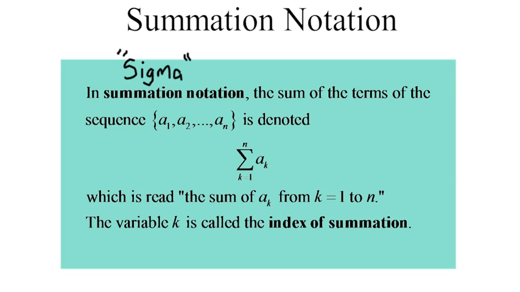Okay, the k equals 1 part, that's called our lower limit. N is the upper limit. It tells us how many terms we're going to have in this series that we're going to calculate. It's called summation notation because we're adding all of these terms together to calculate the value of the series.